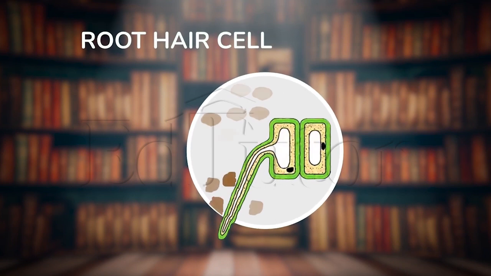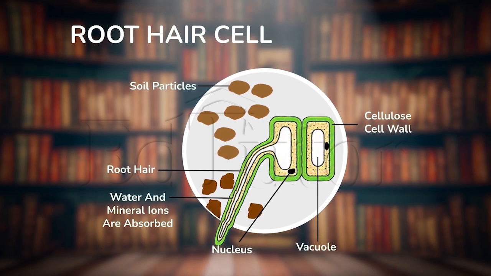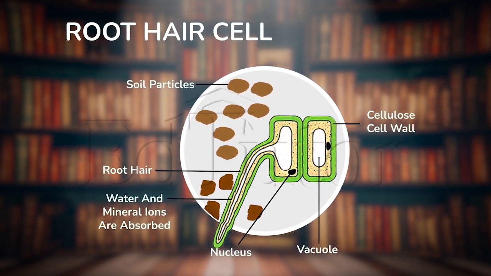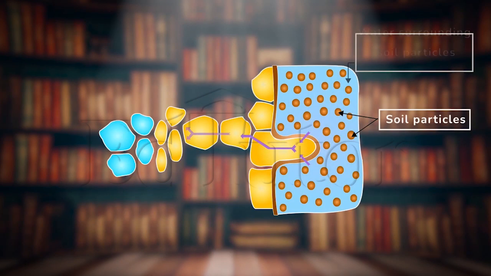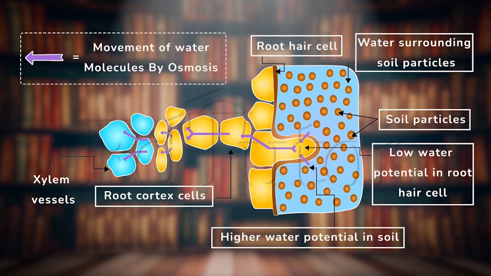Let's talk about surface area to volume ratio now. Check out this root hair cell. See how its shape gives it a large surface area? That essentially allows it to maximize its absorption of water.